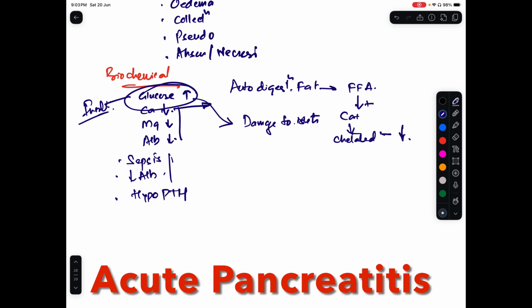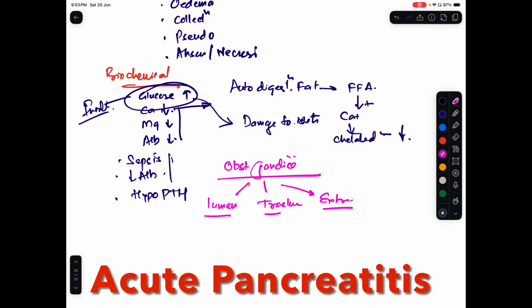Obstructive jaundice according to the cause. So now a question comes as obstructive jaundice. It can be inside the lumen, in the wall, or outside the lumen. Inside the lumen can be stones. In the wall means cholangiocarcinoma. Outside is carcinoma of the head of the pancreas.